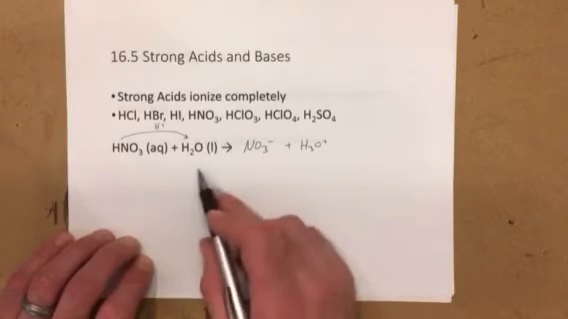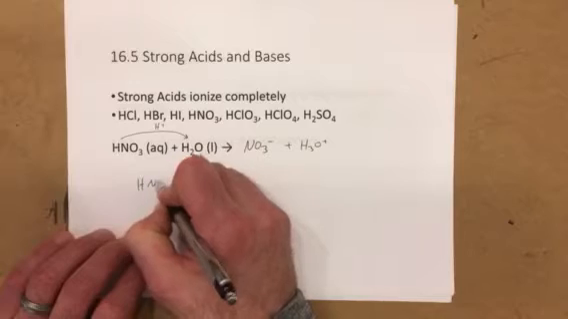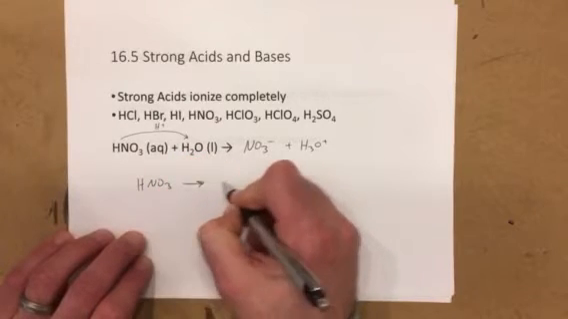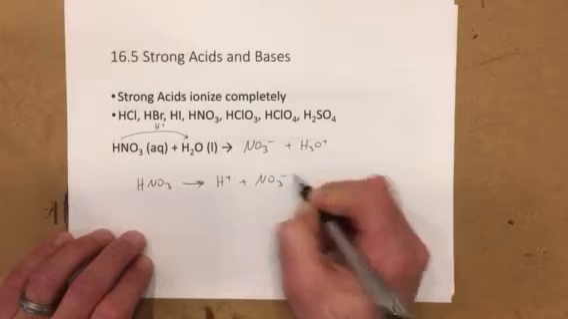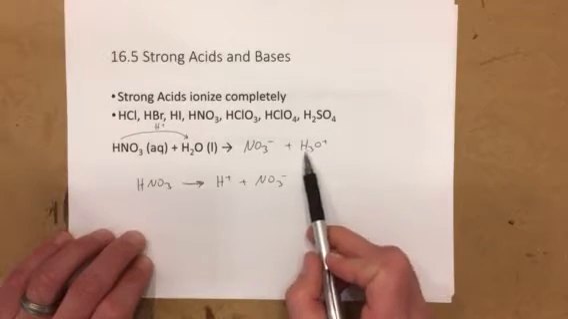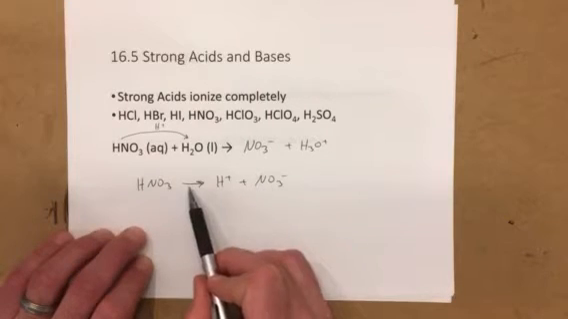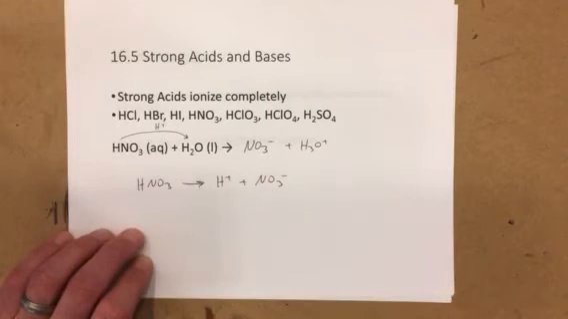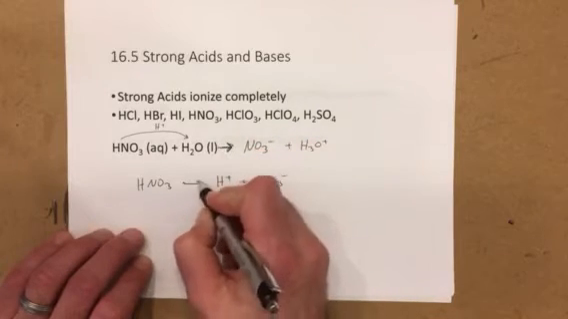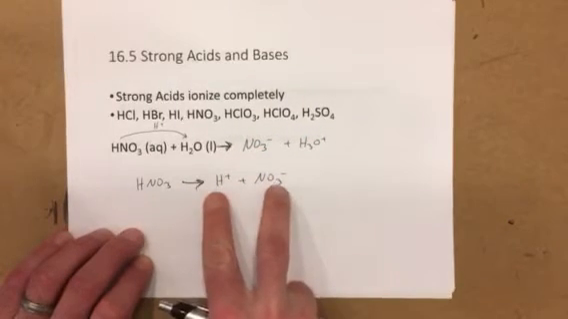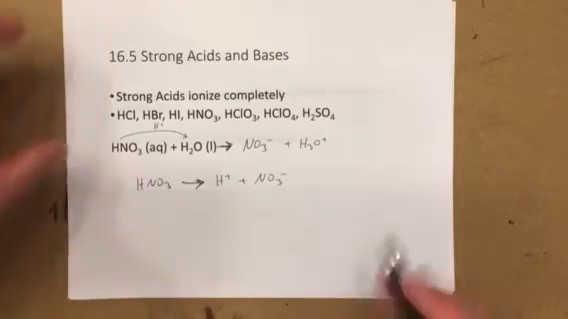We could have also written this out without the water. We could have written it out as just HNO3 turns into H plus and NO3 minus. So again, hydrogen ion and hydronium are used kind of interchangeably. We can write the equation with or without water for a strong acid. The really important thing here is that the arrow goes just one way. There's no equilibrium. None of these are going to come back together and make the reactant.